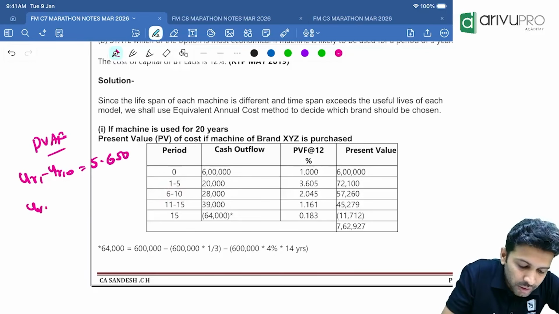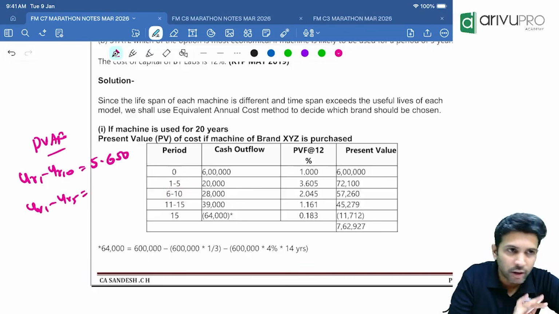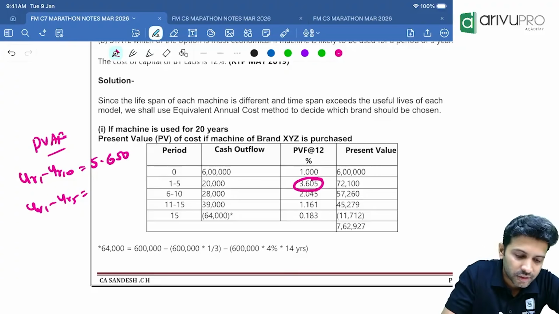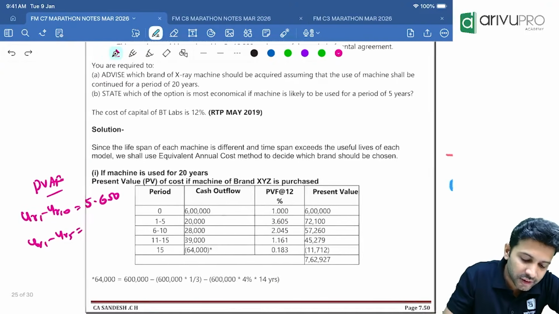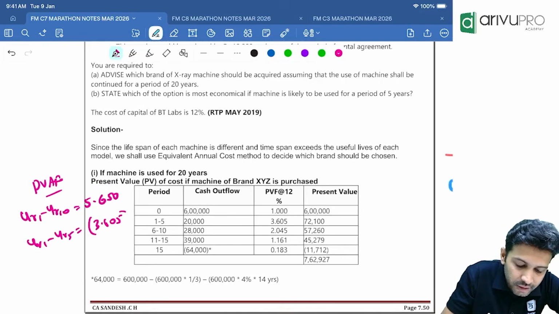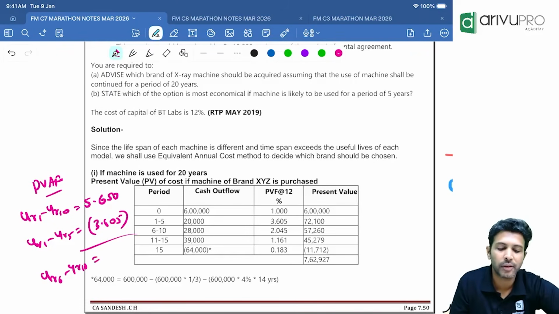Okay, we need it from 1 to 10 or 6 to 10? That means year 1 to year 5 ka PVAF, we need or we don't need? We don't need. That we have already computed here only, 3.605. That is included here now. We need that or we don't want? We don't want. So eliminate that. That way you will get year 6 to 10 ka PVAF. How much is it?